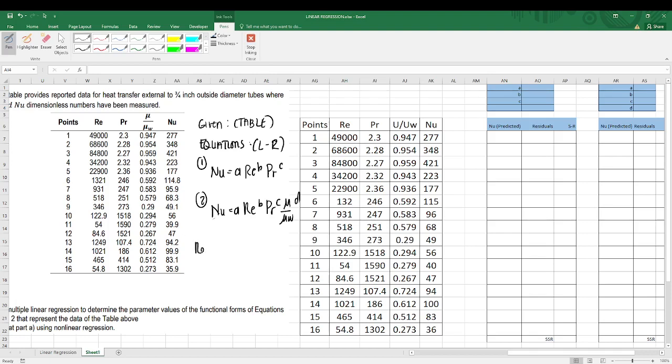So again, the requirement is: first, A, B, C, and D using linear regression. Second would be A, B, C, and D using non-linear regression.